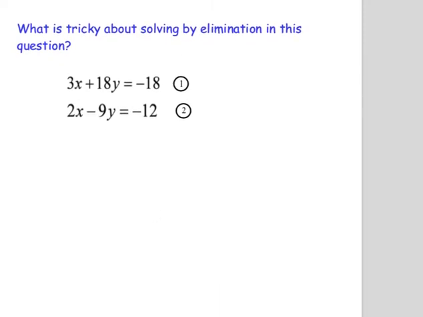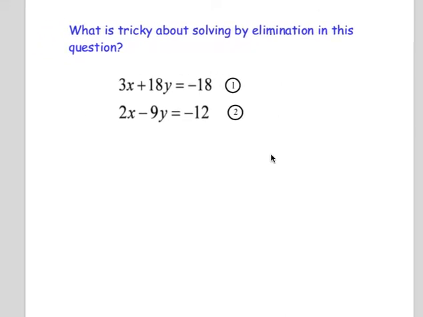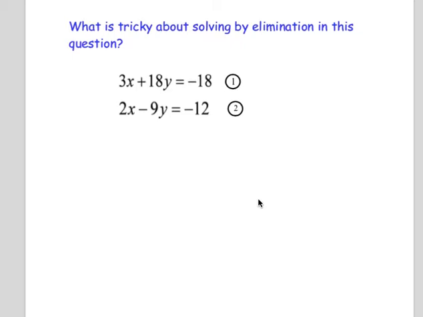So, when we look at this question, why would this be tricky to solve? Well, none of these can be easily added or subtracted to get rid of a variable, right? We can't add them together, because if we add them together, this is going to give us 5x and 9y. And if we minus them together, that's not going to get rid of anything either. So something that we have to do is we're going to have to do some multiplication.